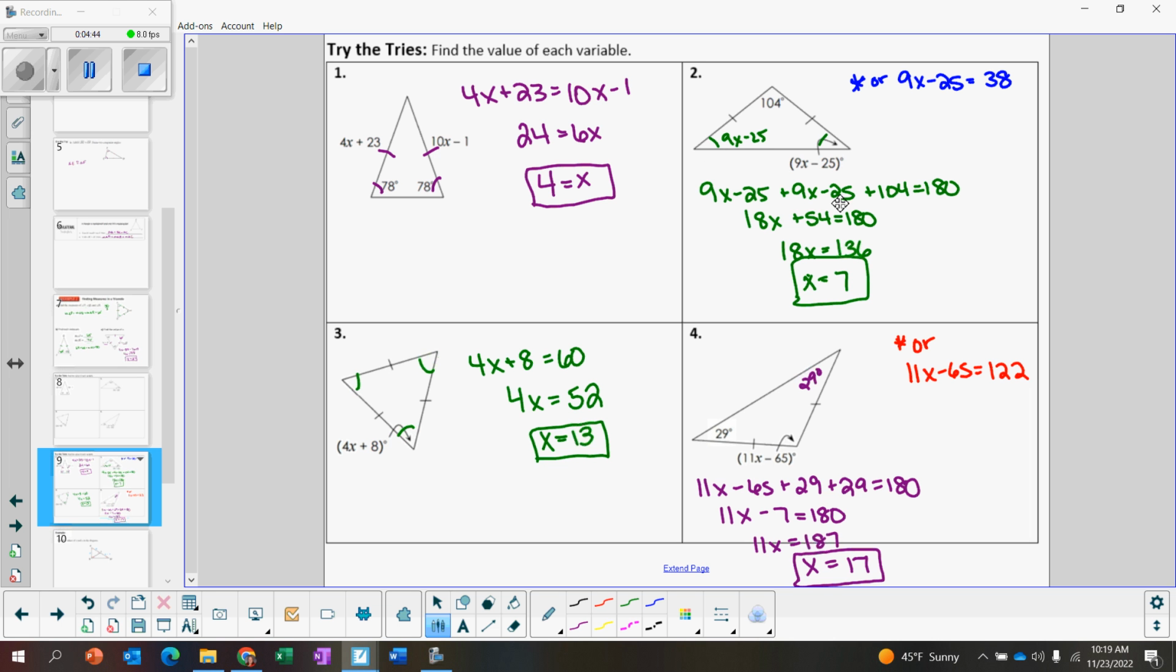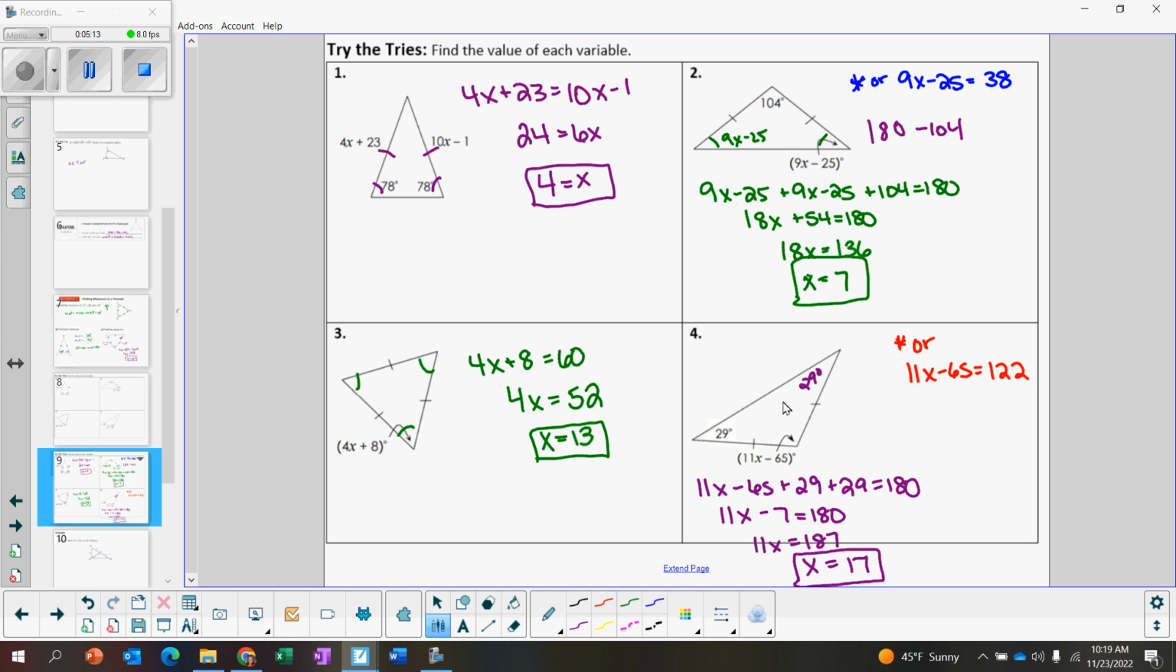So the way I did this is I took all three angles and set it equal to 180 and got x is 7. What I also could have done is if this vertex angle is 104, if I did 180 minus 104, I get 76, and if I cut that in half because they are the same, each one was 38. So I could have set one angle equal to 38. Number 3, it was marked that all 3 sides are congruent, so it's equilateral, which means it's also equiangular, so each angle is 60. So then 4x plus 8 was equal to 60.